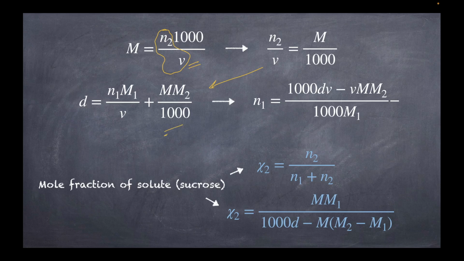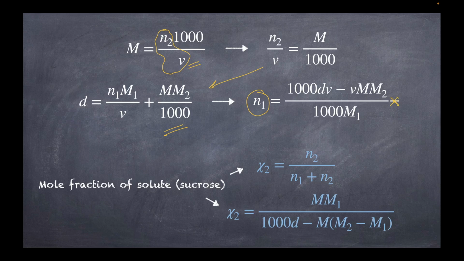So then from this expression we can find the expression of n1, that means number of moles of solvent, that means water, present in our solution. So n1 will be equal to just 1000 times density times V minus V capital M capital M2, so this negative sign will be noted here, divided by the 1000 times M1.